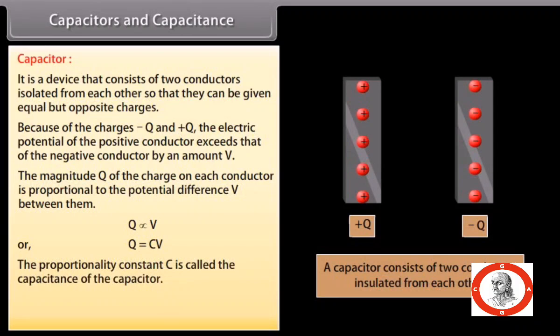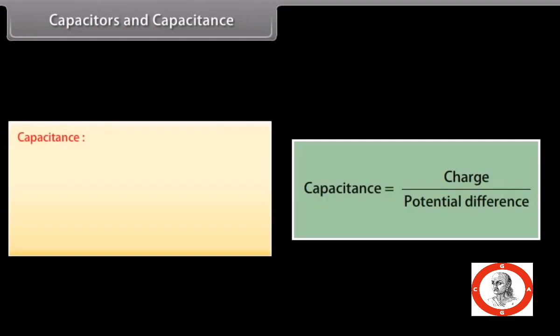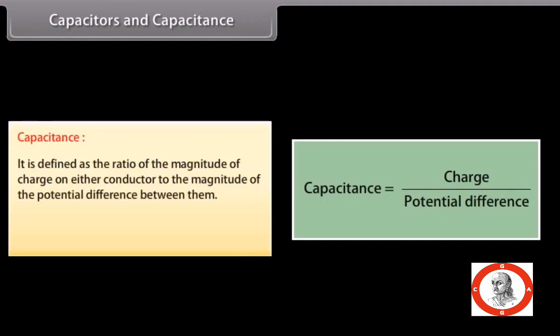The proportionality constant C is called the capacitance of the capacitor. C is equal to Q by V. Capacitance. It is defined as the ratio of the magnitude of the charge on either conductor to the magnitude of the potential difference between them. The SI unit of capacitance is coulomb per volt, called farad.